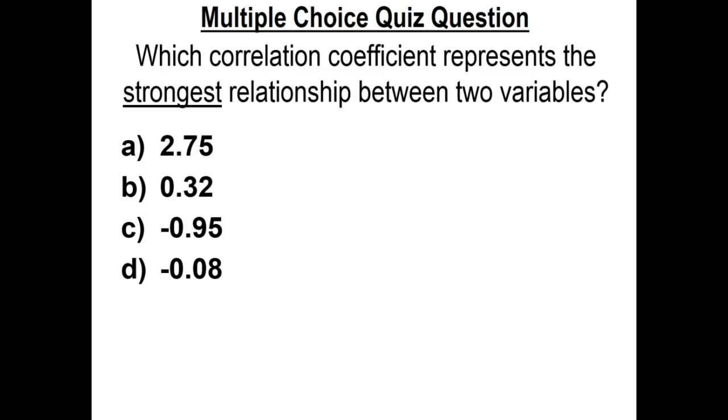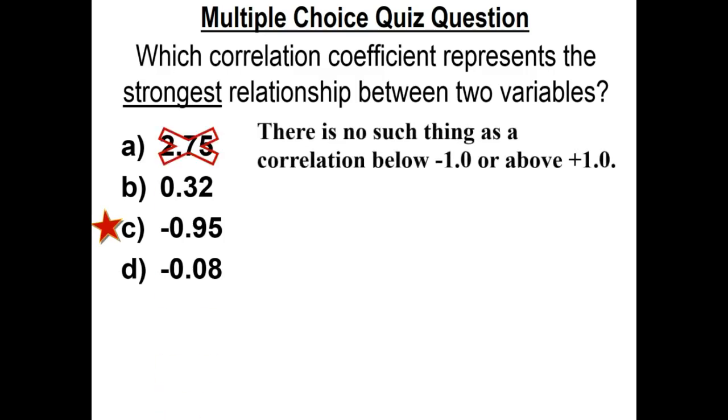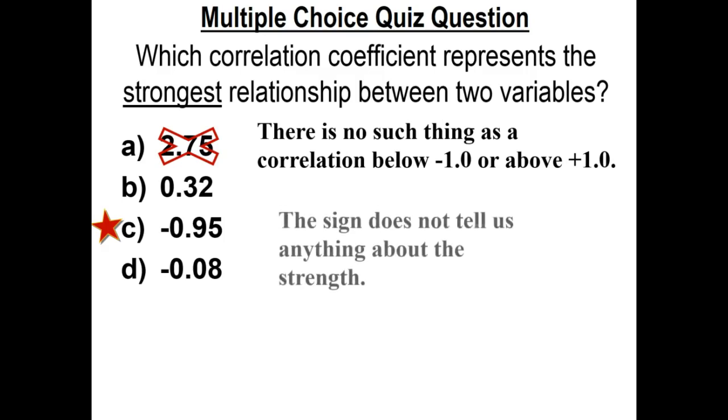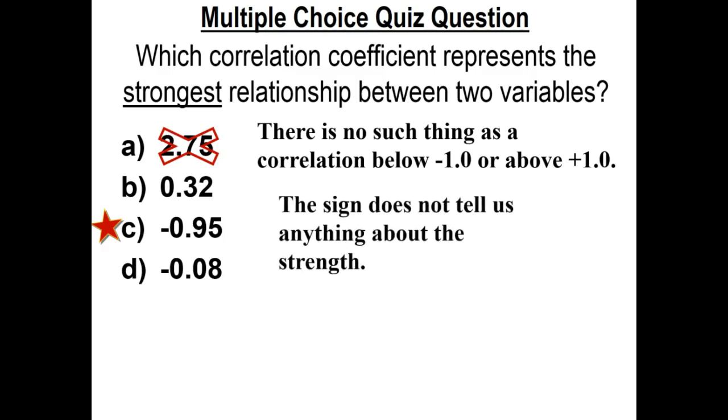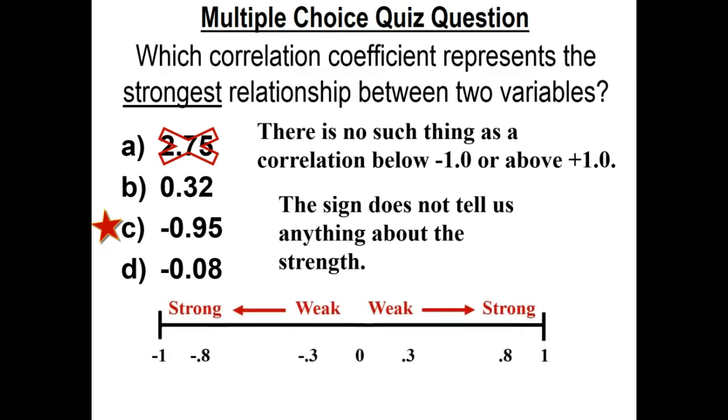The answer is negative 0.95. Remember that there is no such thing as a correlation below -1 or above 1. So A cannot be correct. Also remember that the sign does not tell us anything about the strength. The one that is the furthest away from 0 in either direction is the strongest one. So the weakest one in our list of choices is negative 0.08 because it is closest to 0.